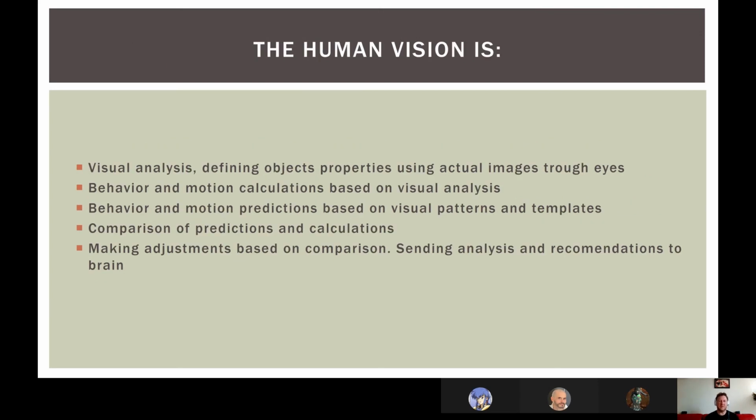So I already explained it, but human vision is visual analysis, defining object properties using the actual images that come into our mind through the eyes, behavior and motion calculations based on visual analysis, behavior and motion predictions based on visual patterns and templates inside our mind, comparison of predictions and calculations, making adjustments based on comparison, and sending analysis and recommendations to the mind.